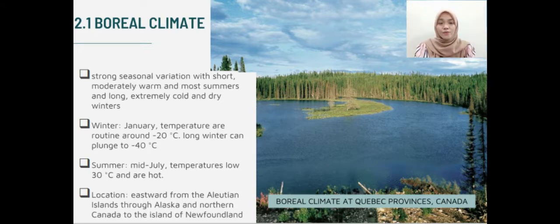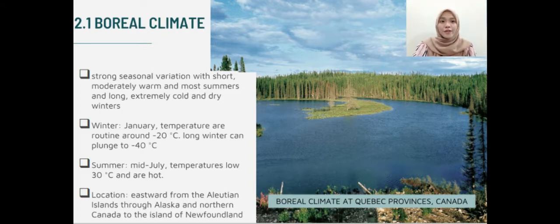However, when it comes to the long winters, the temperature will plunge to -40 degrees Celsius. And it's really cold, right? While in summer, typically in the middle of July, the temperature is low, which is only 30 degrees Celsius. So where in the world are the boreal climate zones? In short, they dominate the northern hemisphere between 50 to 70 degrees in latitude.